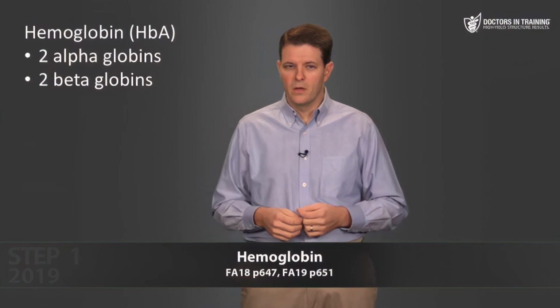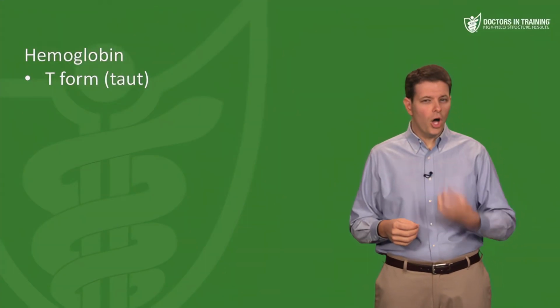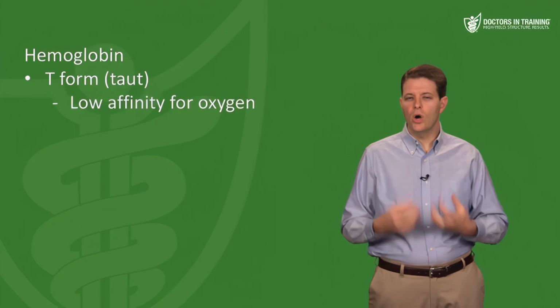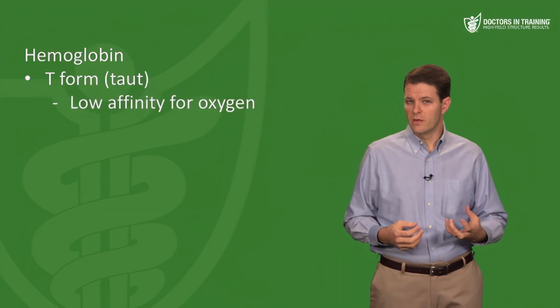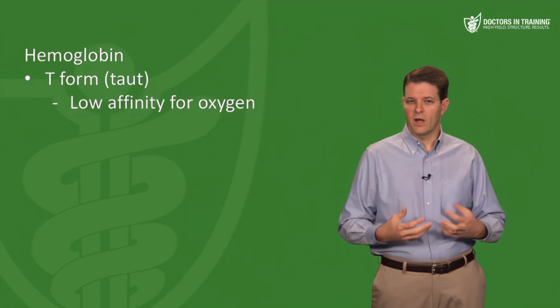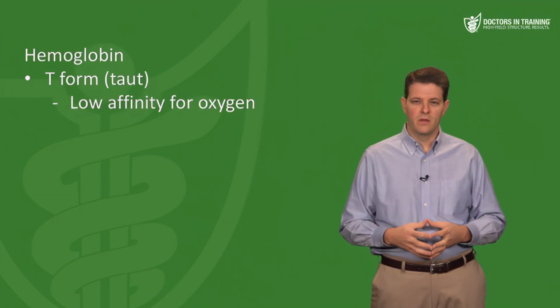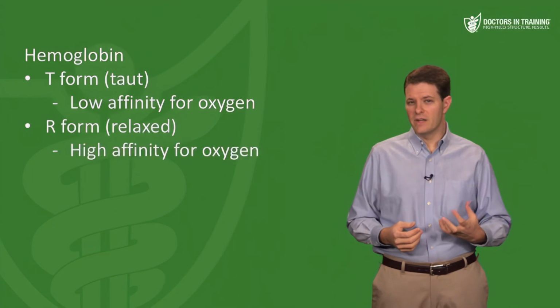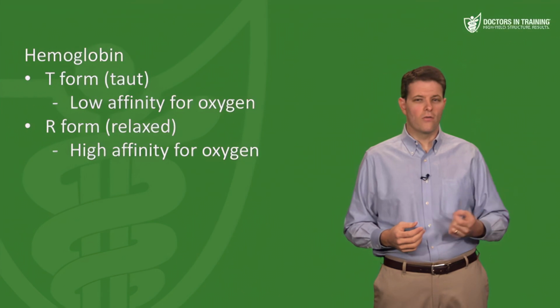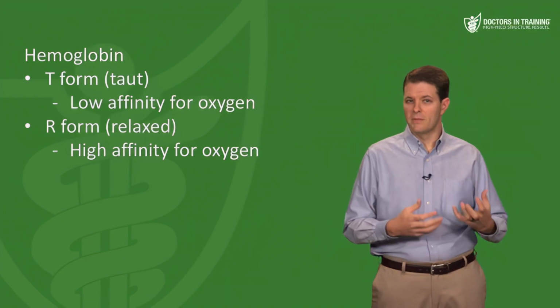That's important. There's a T form, or taut form, of hemoglobin, which has a low affinity for oxygen. So the T form favors tissues. It's going to give up its oxygen very readily, so oxygen is released to the tissues. The R form of hemoglobin is the relaxed form, and it has a high affinity for oxygen. You might remember R for receptive. It's more receptive to oxygen.